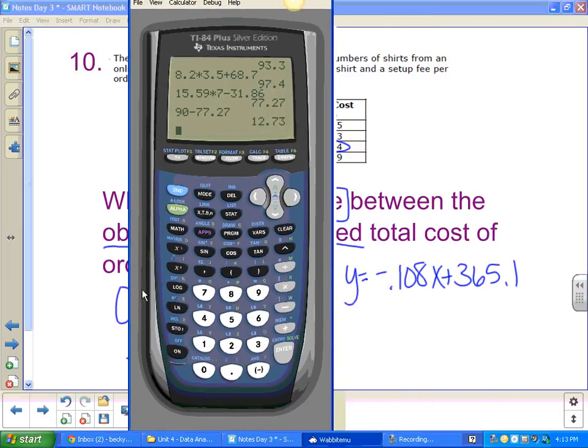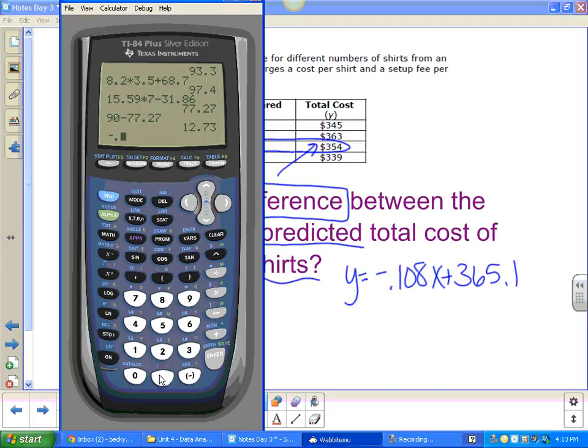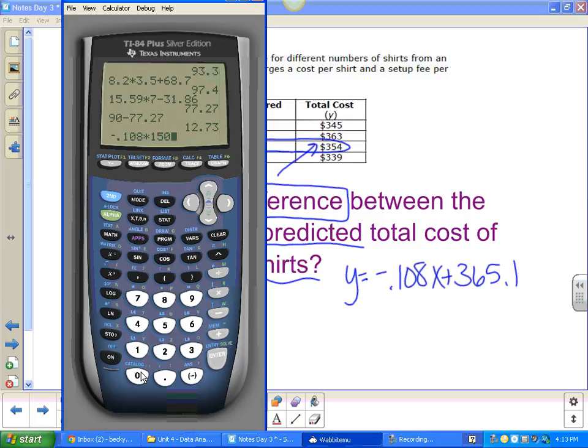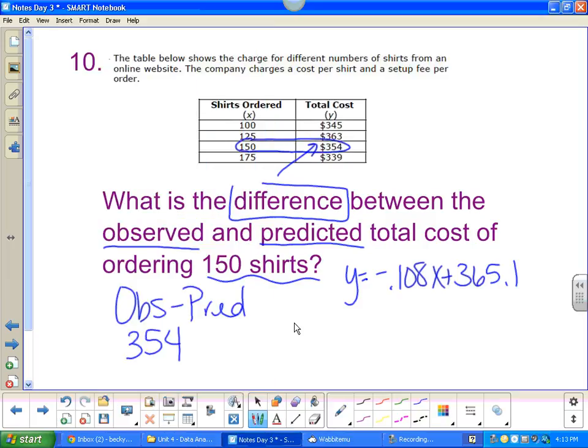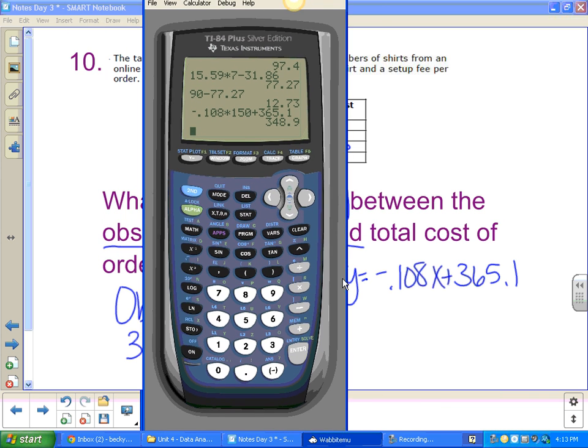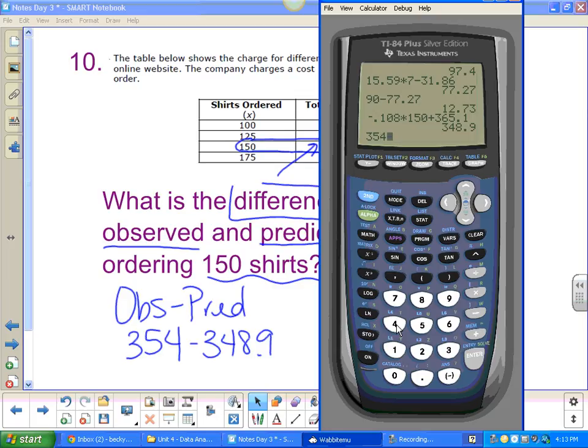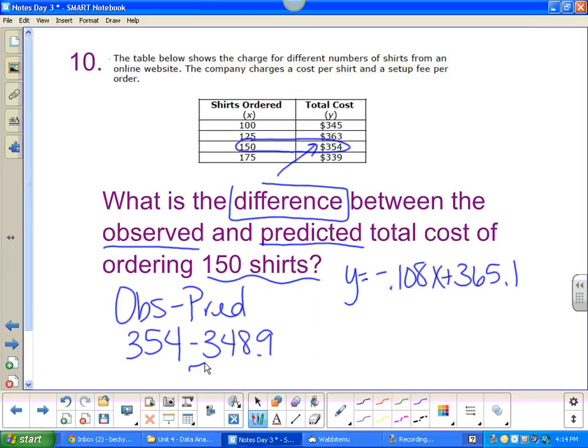Then I take my calculator, and I take my equation, and I'm going to times it by how many shirts? 150. And hit enter. And I got 348.9. And then to figure out what the difference is, I'm going to do 354 minus 348.9. And I got 5.1. So it's a difference of 5.1. So again, observed is from the chart, predicted is from your prediction equation, and then you just subtract.